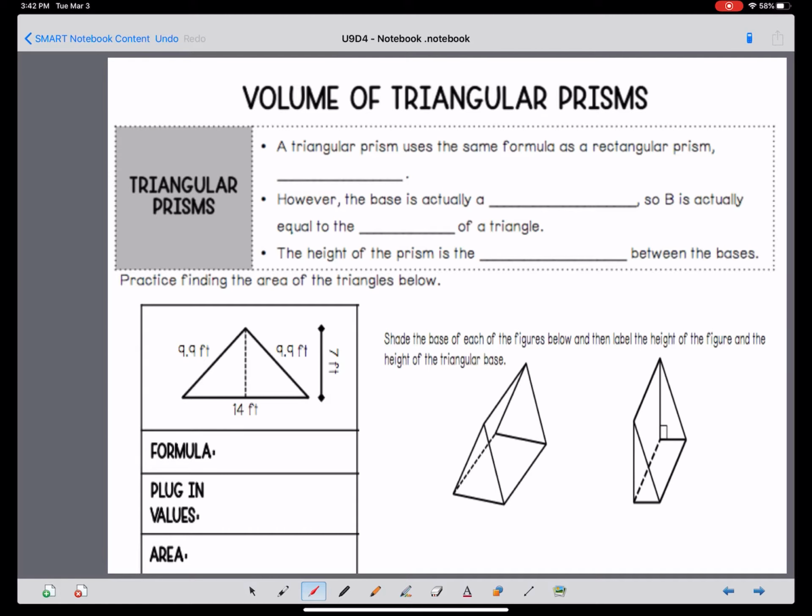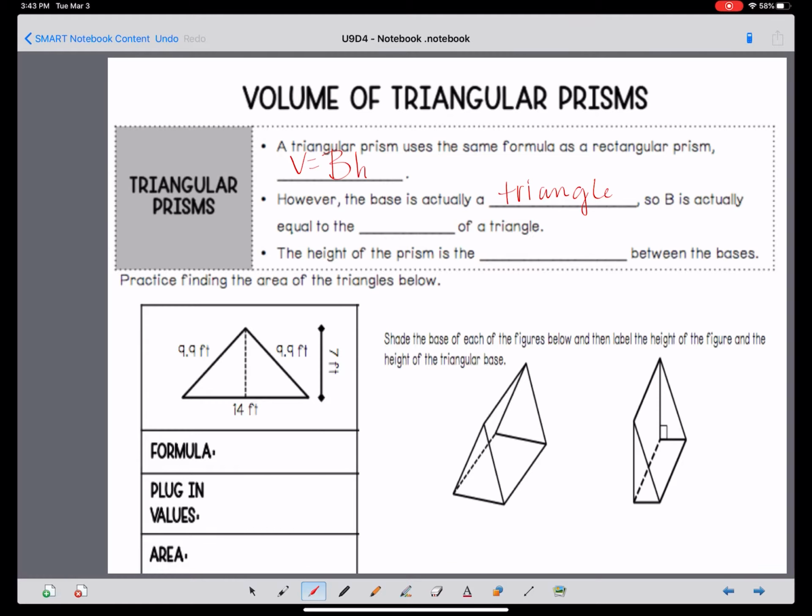So the last one, I think that was pretty straightforward. You just multiply the three numbers together. This time it's kind of similar, but just a little bit different. Okay, so a triangular prism uses the same formula as a rectangular prism, which is volume equals area of the base times the height. However, the base is actually a triangle.